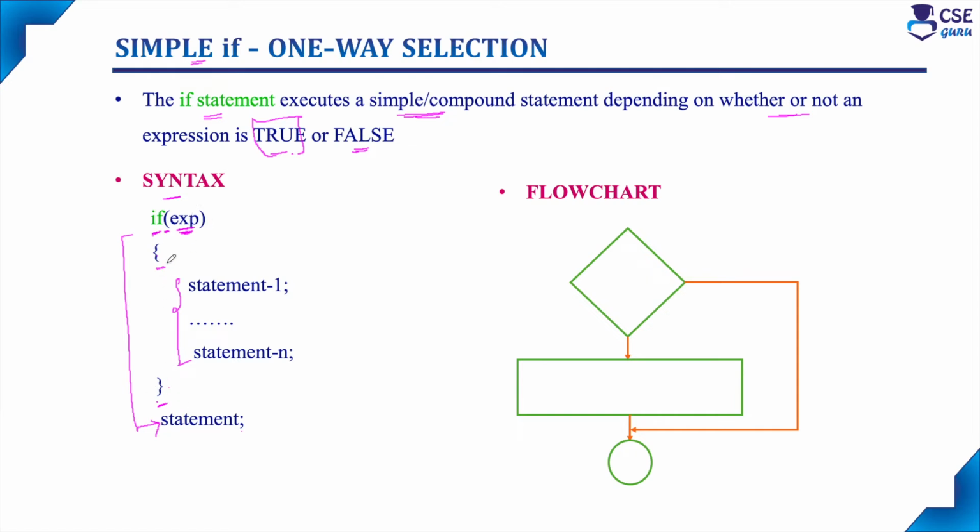Similarly, for these curly braces, we should not specify semicolons. So this is the syntax for the if statement. And for the flowchart, if you are considering the if expression, specify the condition here. The C program will evaluate this condition. When this condition is true, it will execute the statements. If this condition is false, it will just skip this part, and the cursor will move to the next statement in the C code and execute the remaining statements in the C program. So this is the logic of the simple if statement.